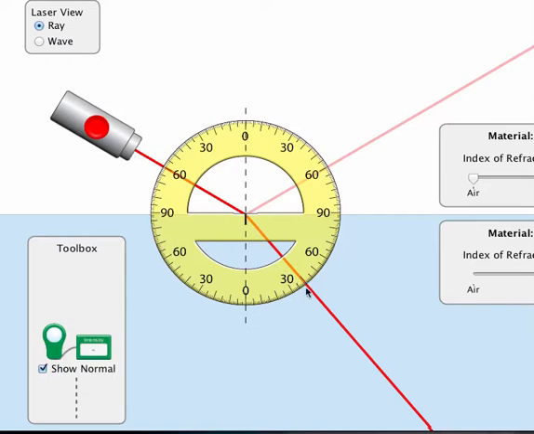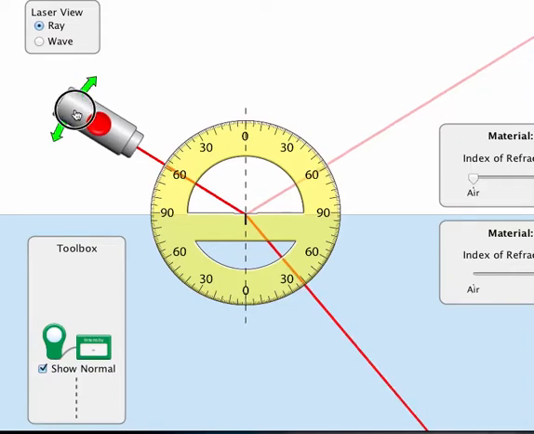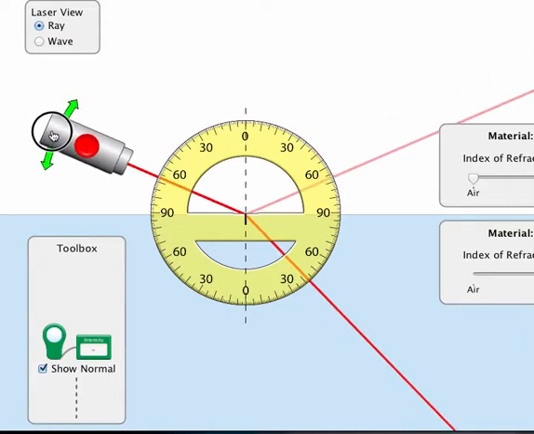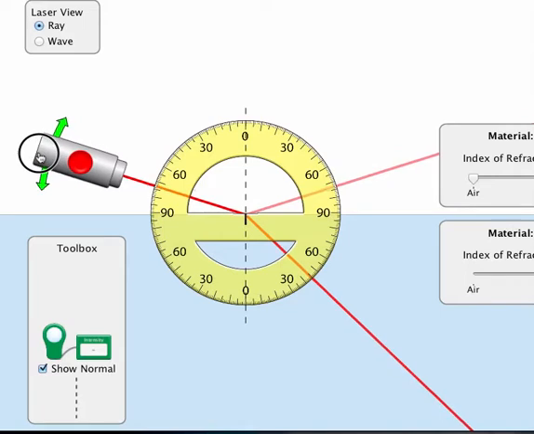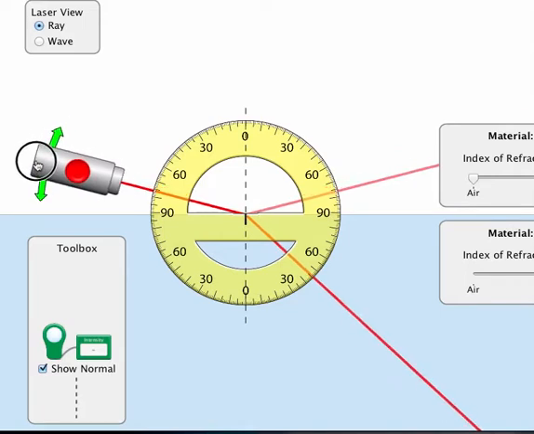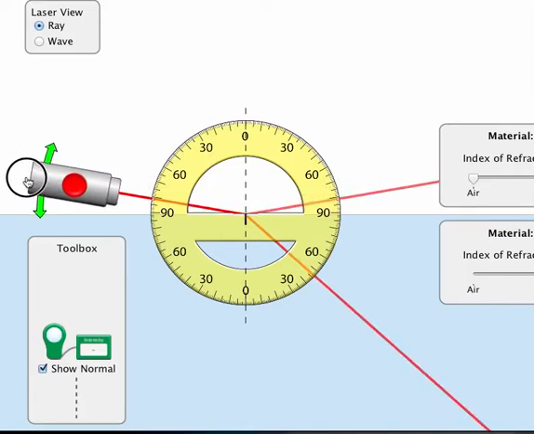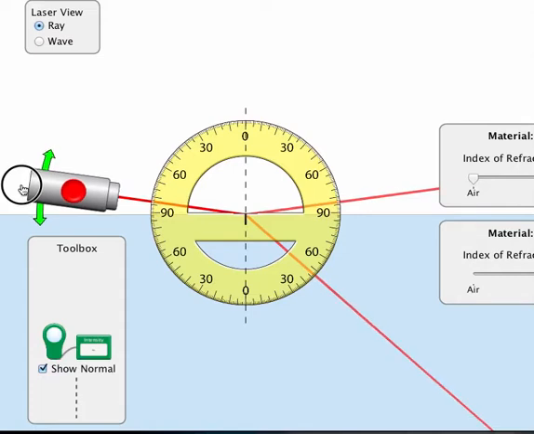You'll notice that the angle it's bending to is much less than the original angle. So instead of coming straight through at the 60, it's more like a 40-degree angle. And you'll see that angle will change as I change the angle of incidence. But when you're going from something like air to water, you'll notice that the angle is always less for refraction than it is for incidence.